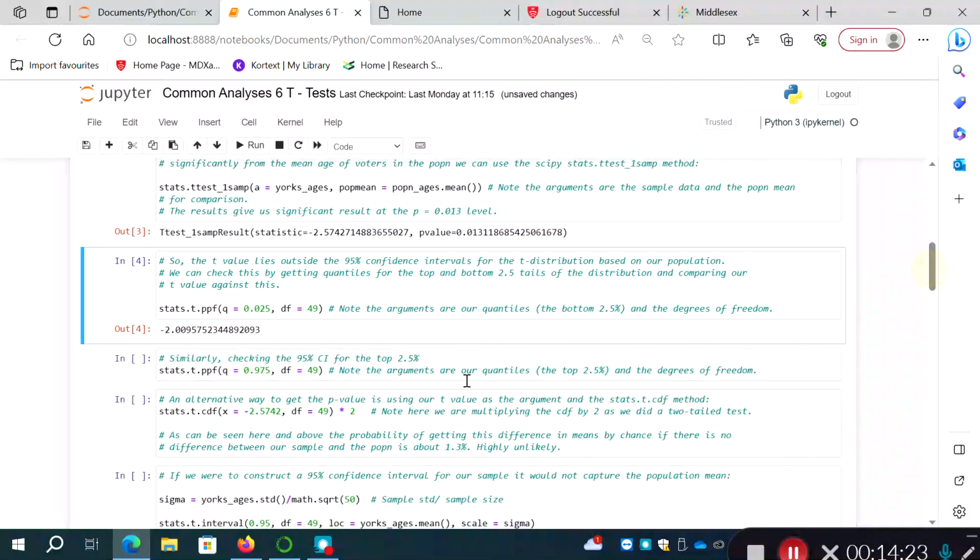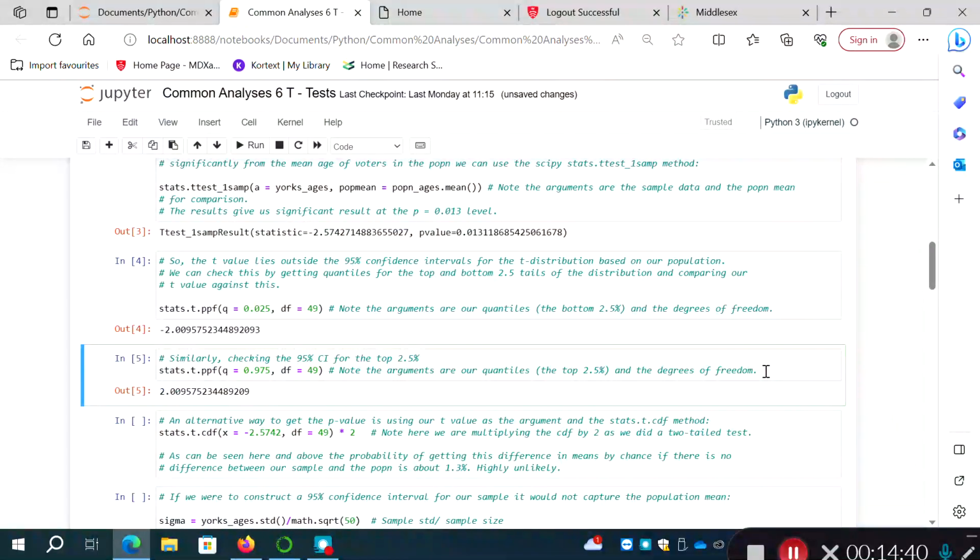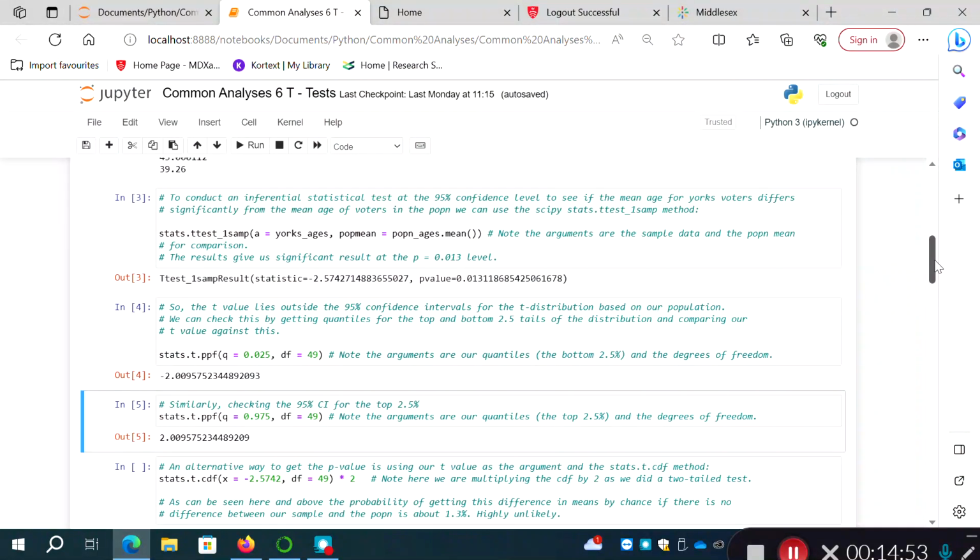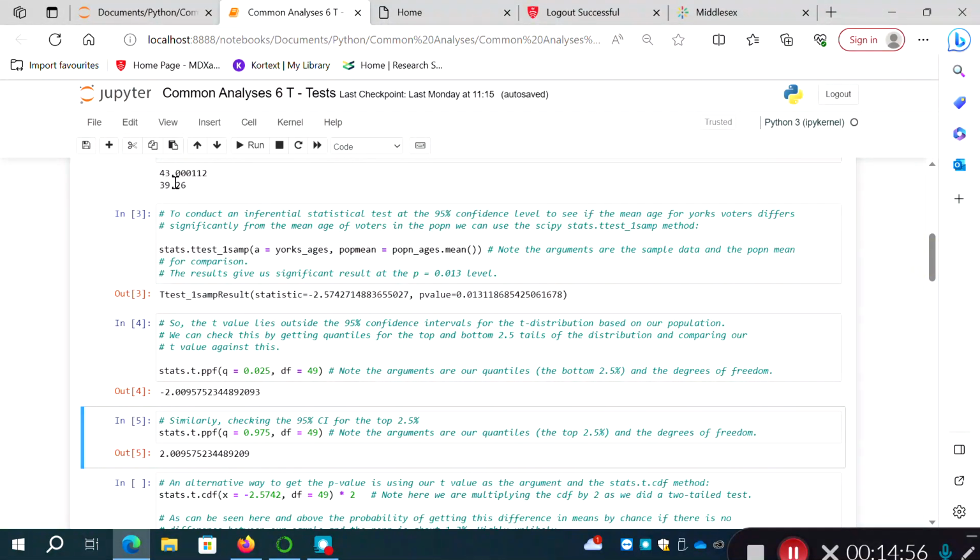We can generate the opposite, so for the top 2.5% as well. To do that, we use the same t.ppf percentage point function, but we'd specify the quantile as 0.975. So that gives us the top 2.5%. What t-value is the cutoff for the top 2.5%, and that would be the opposite of that. We didn't really need to do that for this particular analysis because we're only comparing one sample to the population here, and we know that the sample was smaller than the population.